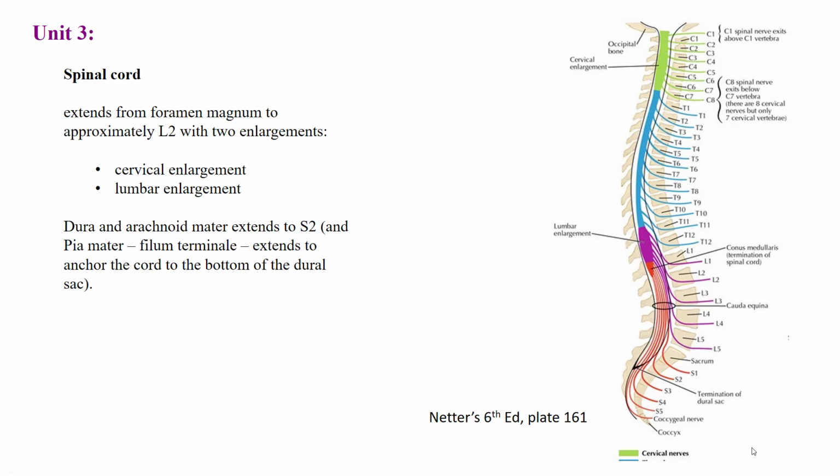So in a continuation of Unit 3, we're going to look at the spine now, the spinal cord as well as the vertebral bodies and the differences in them between the cervical, thoracic, lumbar, and sacrum and coccyx. So you can see here the cord. This is from Netter's, and the cord extends from the foramen magnum all the way down to about the level of L2. That's the cord itself.